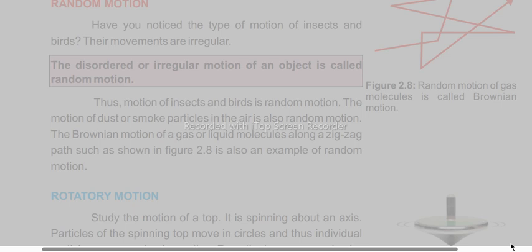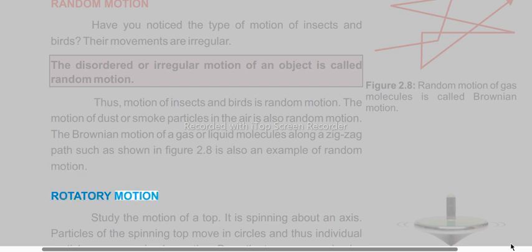Random motion. Have you noticed the type of motion of insects and birds? Their movements are irregular. The disordered or irregular motion of an object is called random motion. Thus, motion of insects and birds is random motion. The motion of dust or smoke particles in the air is also random motion. The Brownian motion of gas or liquid molecules along a zigzag path, such as shown in Figure 2.8, is also an example of random motion.